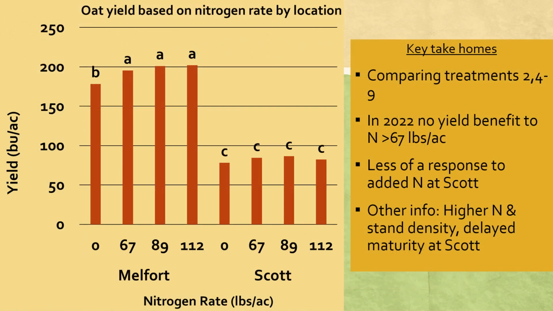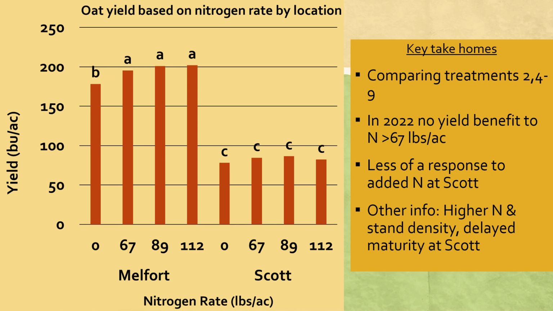So now let's move sections and look at what were the key results of our demonstration. The first set of results we're going to be looking at is what was the impact of nitrogen rate on grain yield based on the research location. And like I mentioned in the previous slide, to tease out the effects of nitrogen rate, we're going to be using the treatment group that includes treatments 2 and 4 through 9.